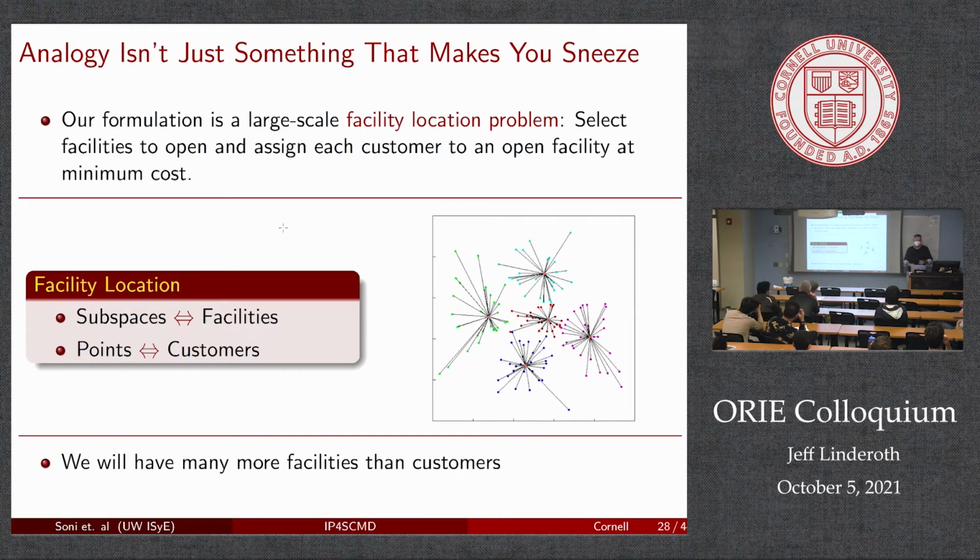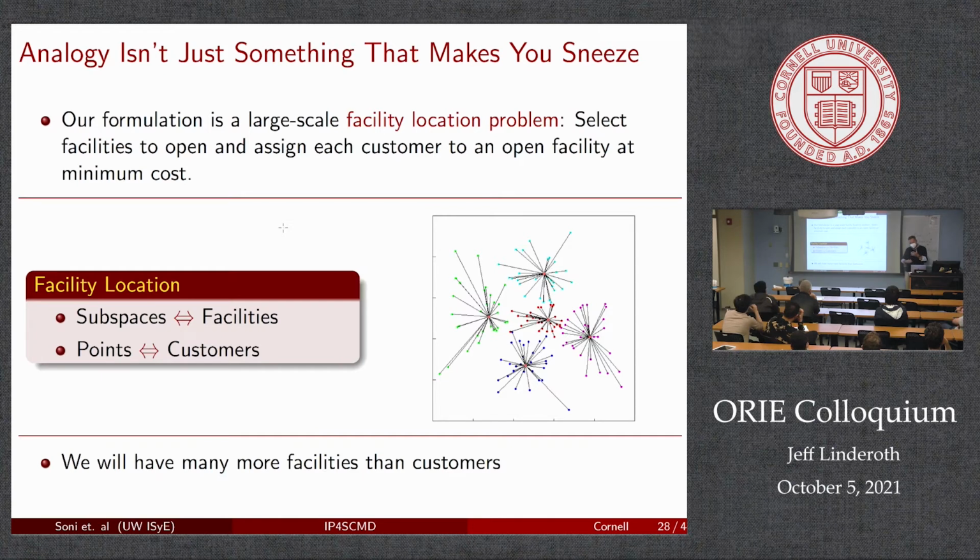Back when we actually did applications besides machine learning, we were doing things in supply chain and logistics, and we solved integer programs to figure out which facilities to open and which customers to assign to those facilities. And this is a perfect analogy to that, where the facilities play the role of subspaces. Which of my candidate subspaces am I going to allow points to be assigned to? And the points themselves are customers that I have to assign to one of those subspaces, right? So it really is just a facility location problem.